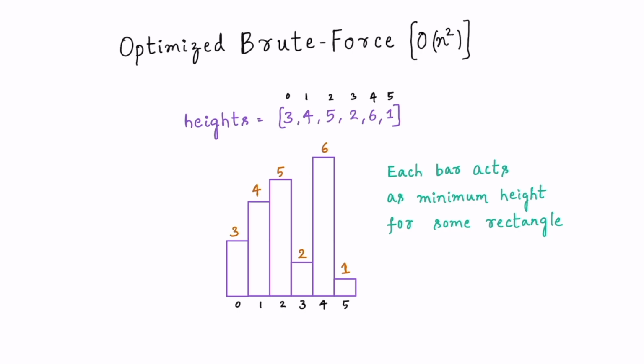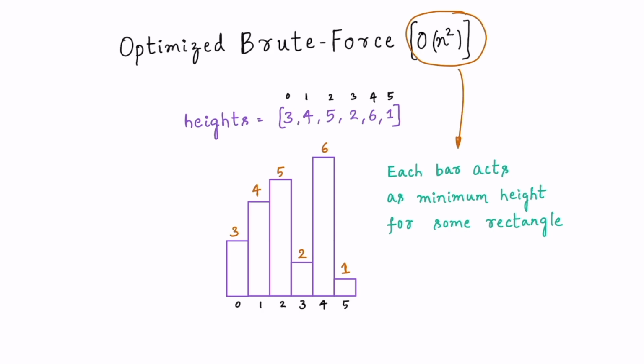We can optimize this brute force approach to make it an O of n squared algorithm by making a simple observation, which is each bar can act as a minimum height for some rectangle. What does this really mean? Let's consider this bar of height 3. This bar is the minimum height of the rectangle formed by just the index 0. It is also the minimum height for the rectangle formed by index 0 and 1. It is also the minimum height for the rectangle formed by the indices 0 and 2.